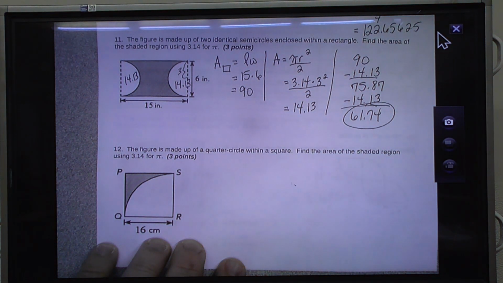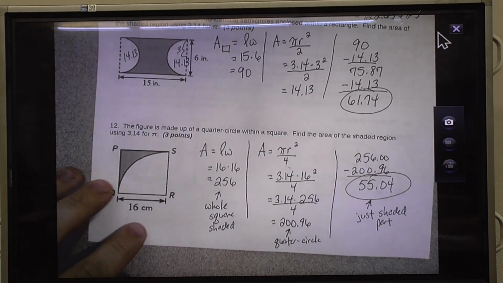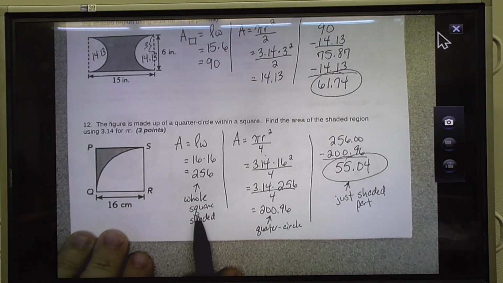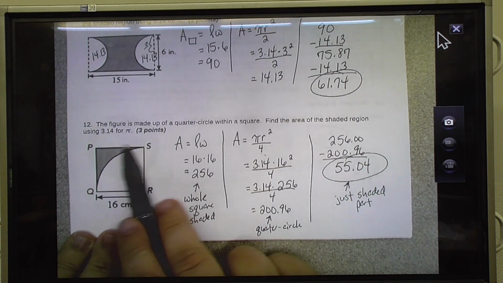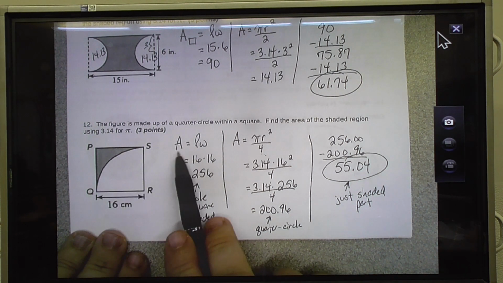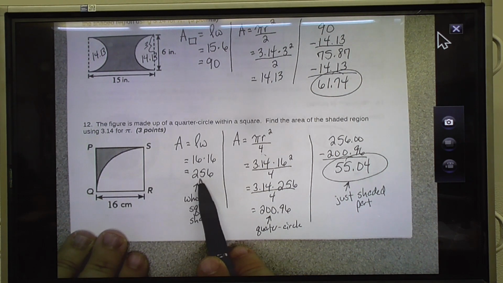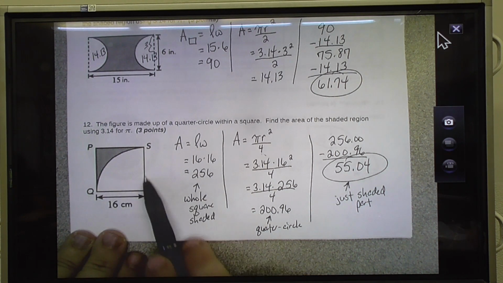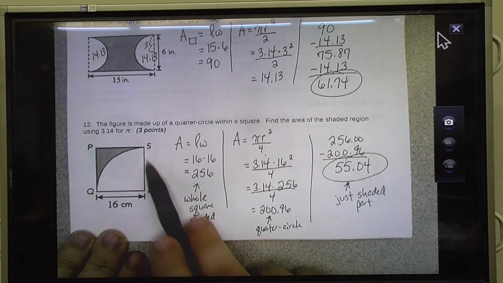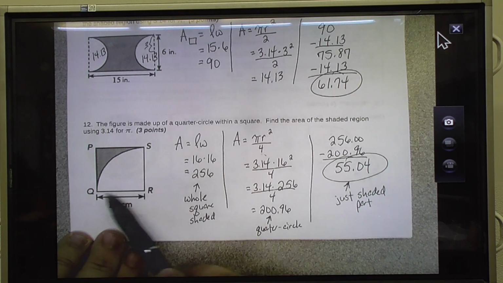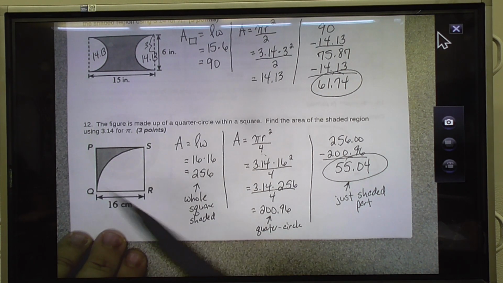All right, so we're on number 12. Let's take a look at the answer. The first thing I did was find the area of the whole square. If this entire thing was shaded, area is equal to length times width. We've got 16 times 16. That gives me 256 little squares if all of this thing is shaded. But the whole thing's not shaded. This quarter circle is not shaded, so I have to figure out what that is and remove it.